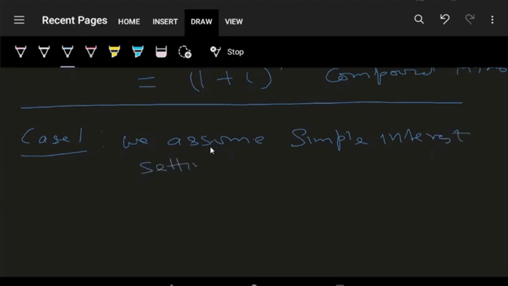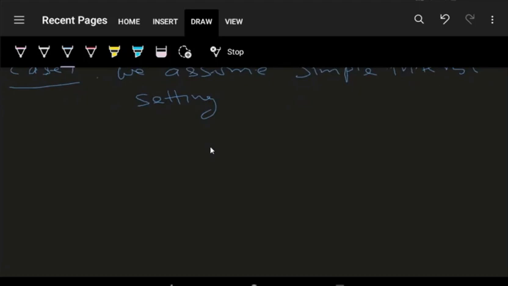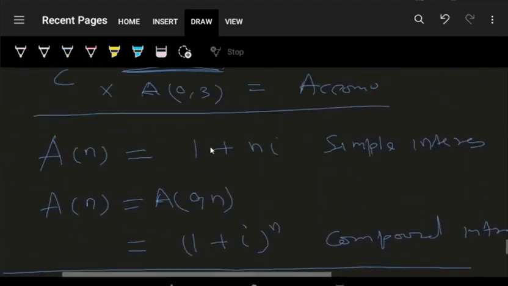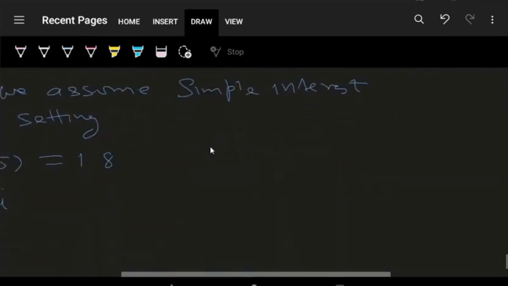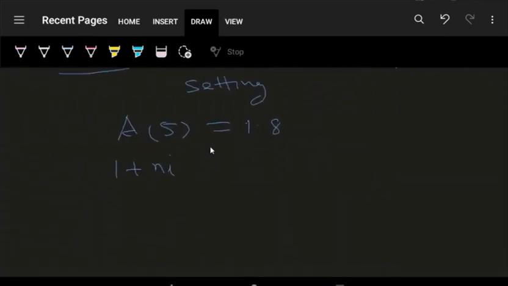Simple interest setting. When we assume simple interest setting, we know that the accumulation factor was 1.8, and we also know that the accumulation factor while calculating the accumulated amount in simple interest setting is 1 plus ni. I just told you that the accumulation factor is 1 plus ni when you are calculating a simple interest rate. So from this we can directly calculate the yearly rate, which will come out to be 0.16 or 16%.